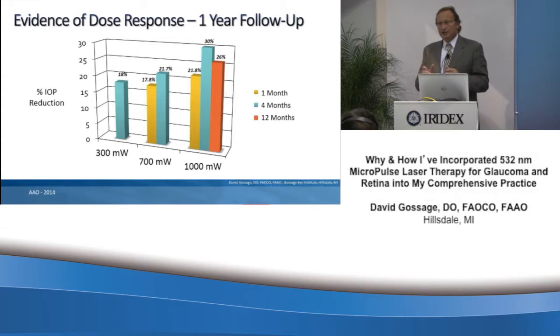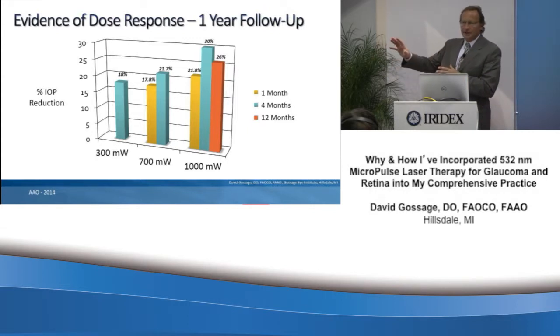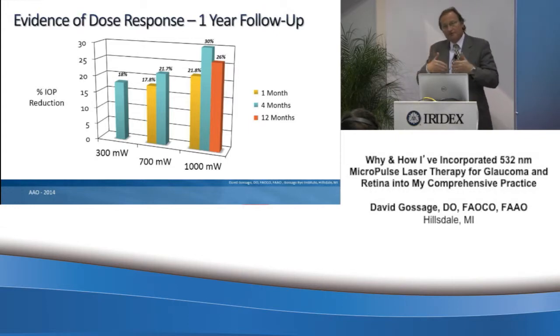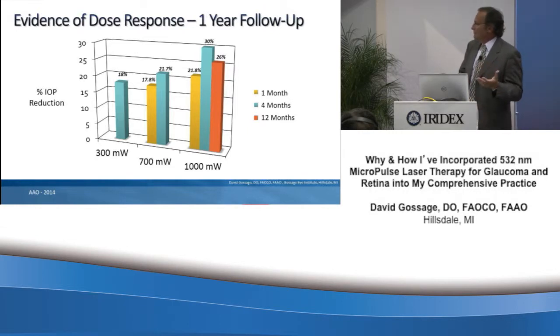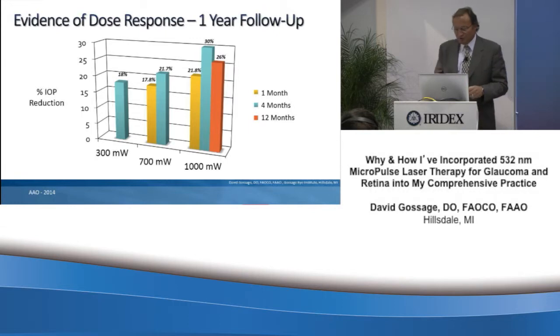And why did I kind of choose 1,000 milliwatts? Well, if you go back to that histopathological slide earlier with that E&M scope, we know that 1,000 milliwatts is not going to cause any destruction to the tissue. So I felt very comfortable at that point using 1,000 milliwatts. And what we see is that nice dose response curve in that at 1 month we saw about a 22% reduction. By 4 months, a really nice reduction, about 30%. And then by 12 months, a little fall off or a 26% reduction in IOP.